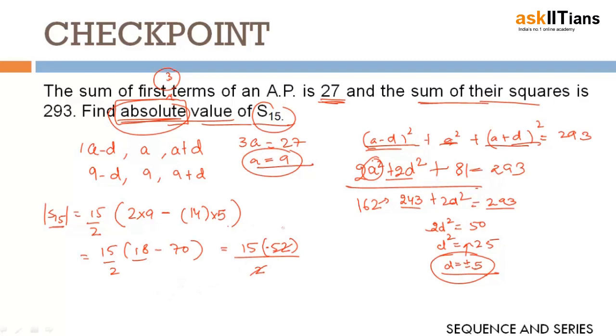So this you can easily multiply later on. So this will be minus 15 into 26. So this absolute value, if you write, will be only 15 into 26. Now similarly, when you take the minus sign, you can find the sum. So there will be two values for the S15. If you take only one value, that won't solve the case.